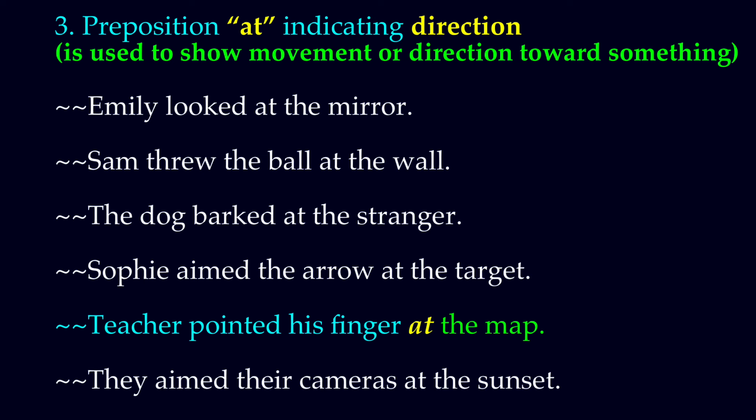Teacher pointed his finger at the map. They aimed their cameras at the sunset. 4. Preposition at indicating rate or speed is used to indicate how fast or slow something is.